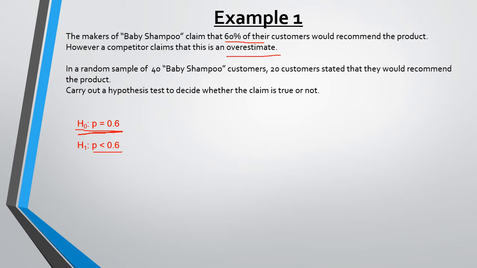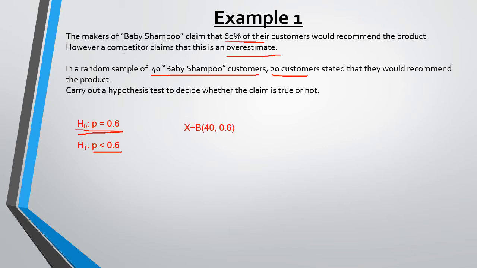Now we've got a sample of 40 customers, and 20 customers have said that they would recommend the product. So this is worked out as 50%. Now obviously we're rarely going to get exactly 60% of people recommending it. The whole point of this hypothesis testing is testing, what was the chance of me getting these 20 customers saying that they would recommend it if the true proportion is 60%. Okay, that's what I'm trying to ask myself here.